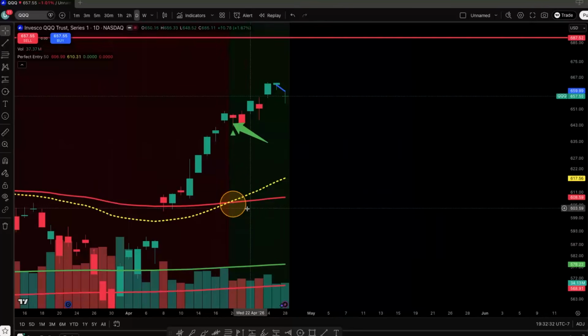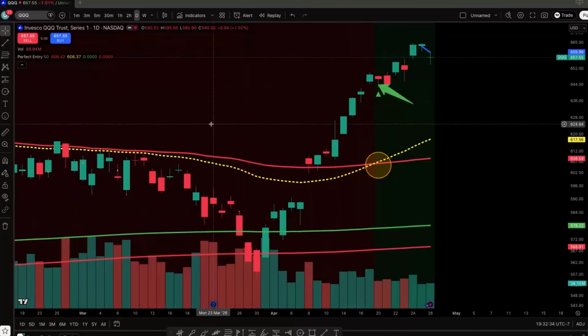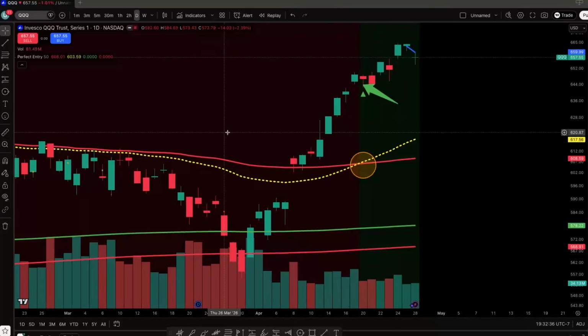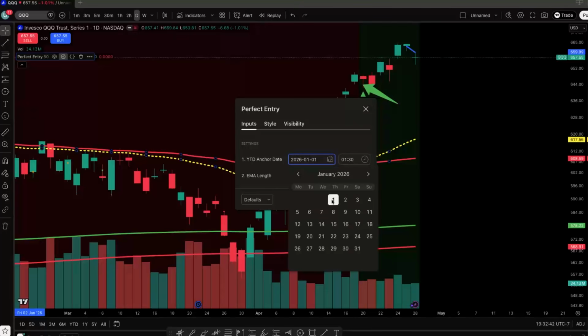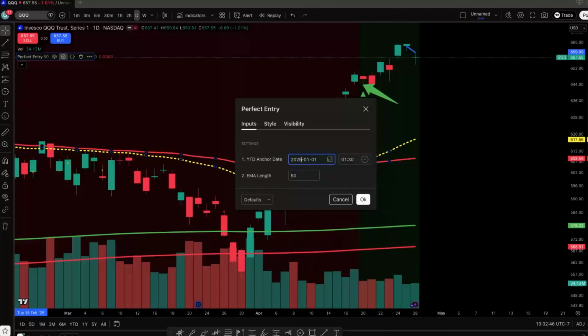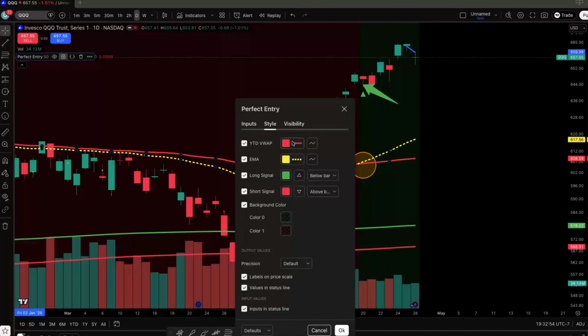Now, when the 50 EMA crosses below the overall year-to-date anchored VWAP, we get the opposite signal. Depending on what year you're trading, you can set this in the overall rules here. You can set the anchor date to be, for example, the 1st of January, because we are in 2026. If this were 2025, then it would be set like that, right? But you have the ability to customize this fully. And then the EMA should remain at 50. You can obviously change the year-to-date anchored VWAP colors, the EMA, the long signal, you can change it to wherever you want, and the short signal as well.